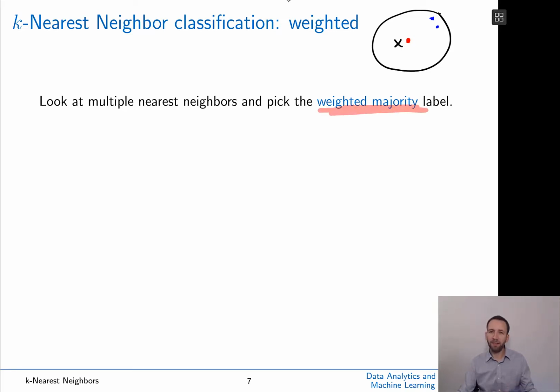So we do a weighted majority vote. Not every training instance in my neighborhood has the same importance. In this case, it would be 1/3, right? But we also take into account the actual distance. The closer by, the more important.